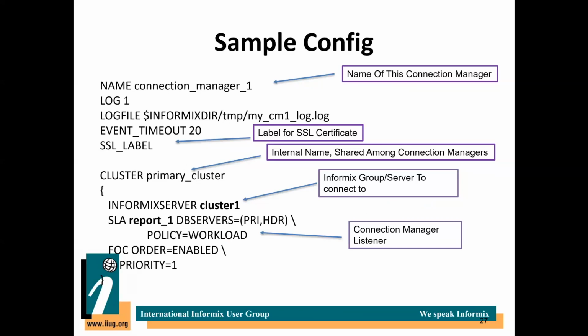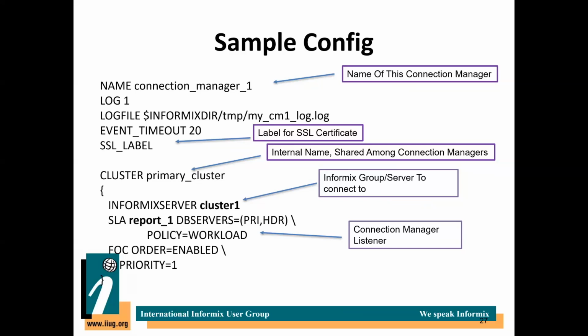The second one down is the SSL label. When we're setting up encryption, which we'll be doing here in a moment, this is the internal label for when clients connect to the connection manager. This does not necessarily need to be unique between connection manager servers, but you do not want it using the same value as any of your Informix servers.